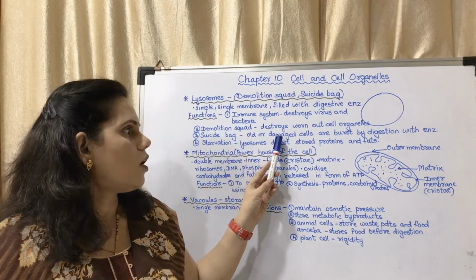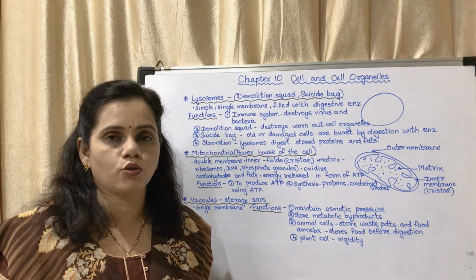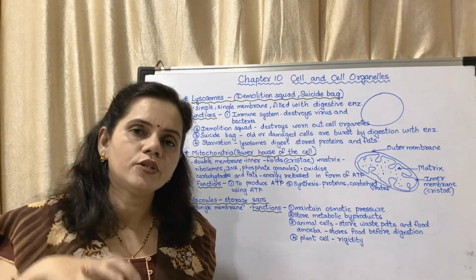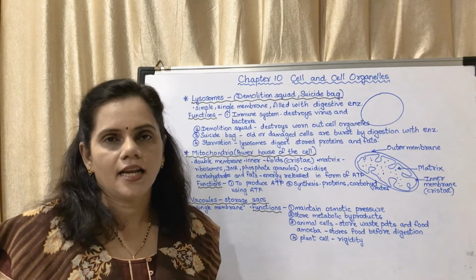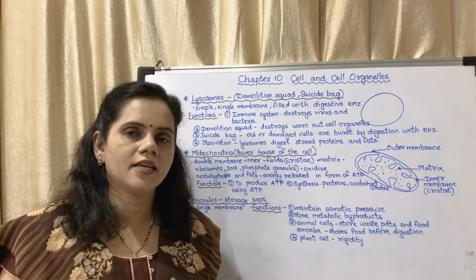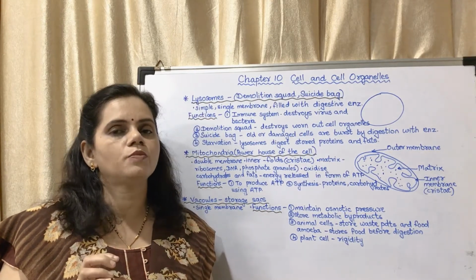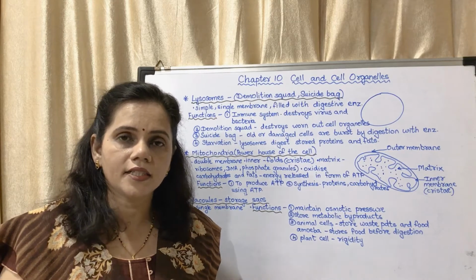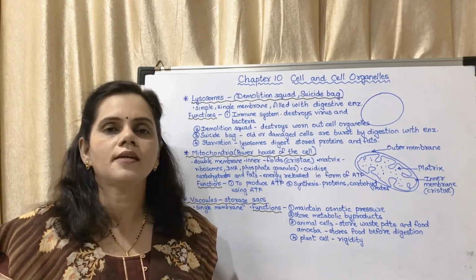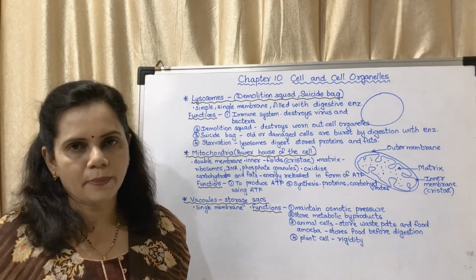So old or damaged cells burst out. Why? Because of digestion by the enzymes present inside the lysosomes. The digestive enzymes present inside the lysosomes will kill the cell in which that lysosome is present. That is why it is called the suicide bag.